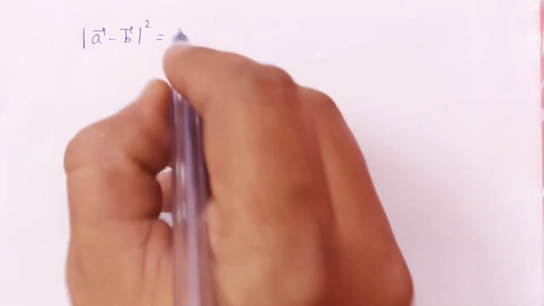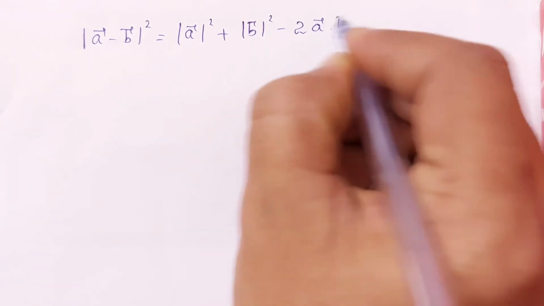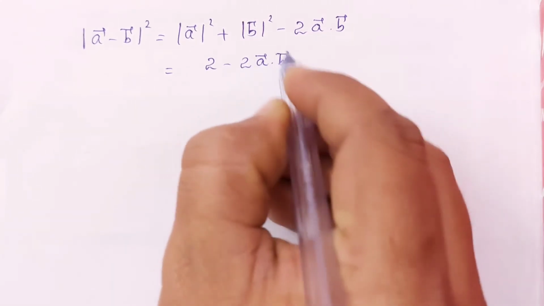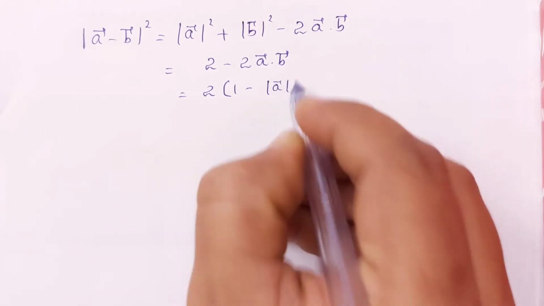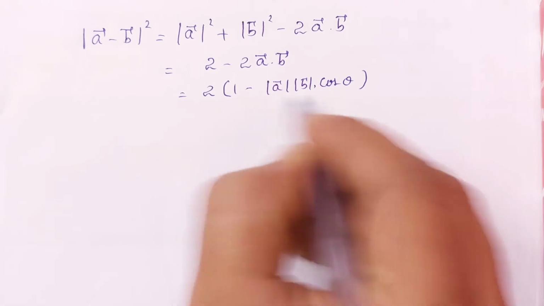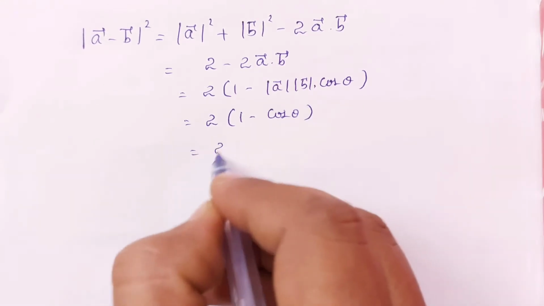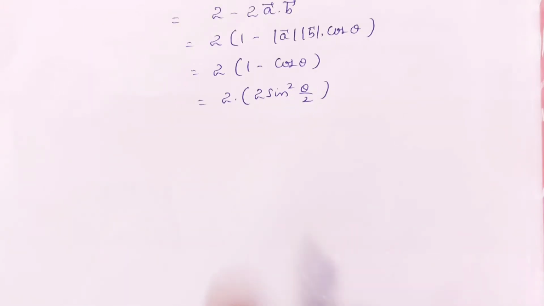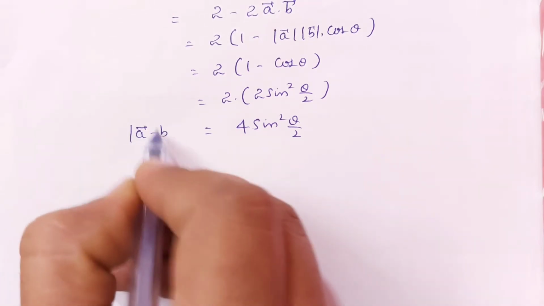We should know that mod of A minus B whole square is nothing but mod of A square plus mod of B square minus 2 times A dot B. This is 1 because it is a unit vector, so it is 2 minus 2 times A dot B. If you take 2 as common, 1 minus A dot B. Applying the definition, magnitude of A, magnitude of B into cos theta, and both magnitudes are 1, so we end up with 1 minus cos theta. 1 minus cos theta is 2 sin square theta by 2, so it is 4 sin square theta by 2, which is equal to mod of A minus B whole square.